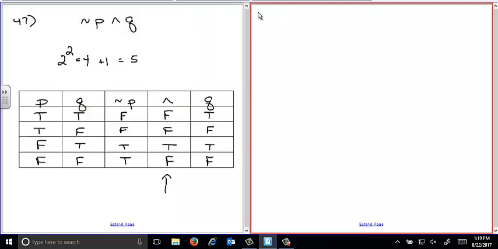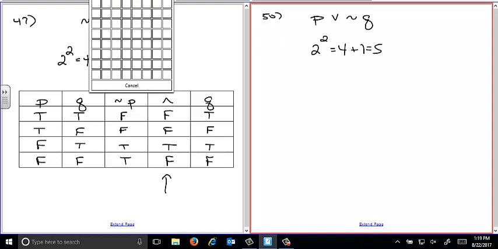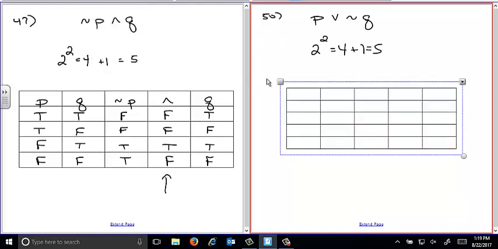Okay, the next one is 50. So pretty much the same kind of thing that we just did, except we switched the negations and made it an OR statement. Again, we have P and Q, so that's 2 raised to the second power, which is 4. Add 1 is 5. And the logic statement needs the same number of rows, columns, 1, 2, 3, and P and Q, the letters. So we need another 5 by 5 table.